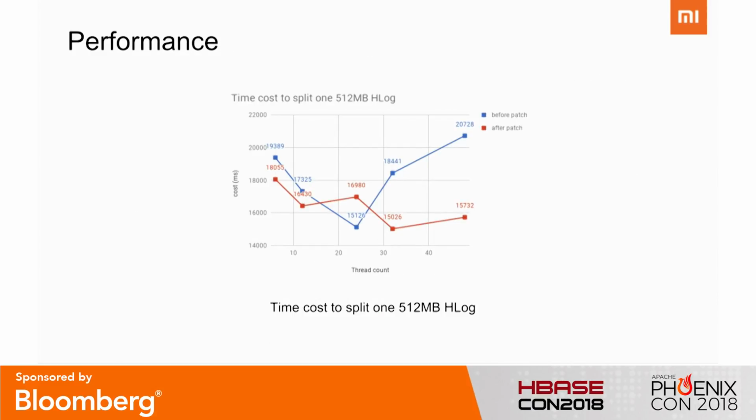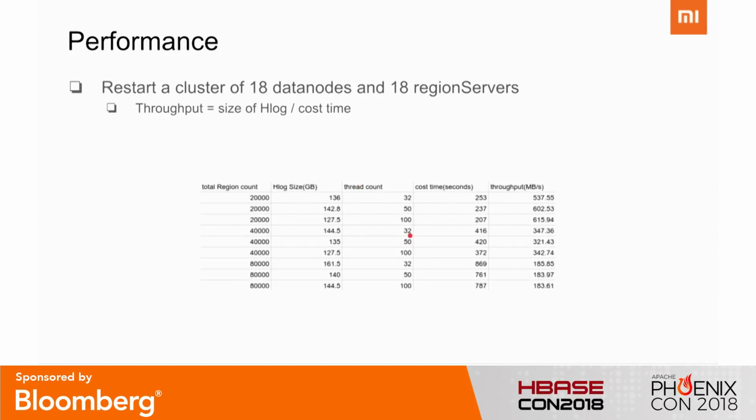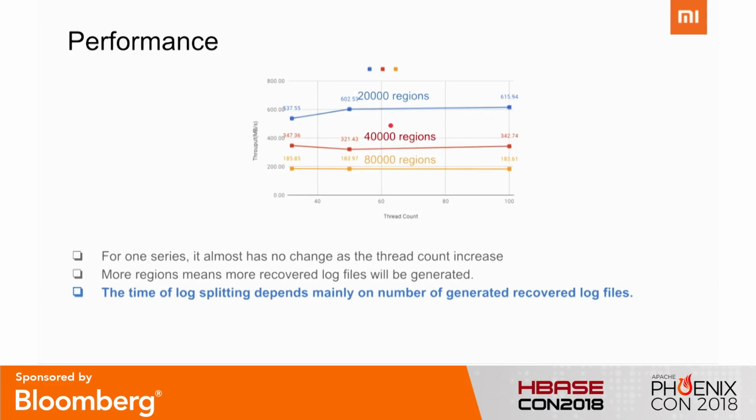Also, we tested the performance. When splitting one log, we can see that in most situations the new design has better performance than the old one, and 32 seems to be the best choice. We also tested the performance of restarting a cluster which has different numbers of regions. Let's look at the table. We record the total hlog size and the time cost to split the log, and get throughput by dividing the size of the hlog by the cost time. The result is as the figure shows.